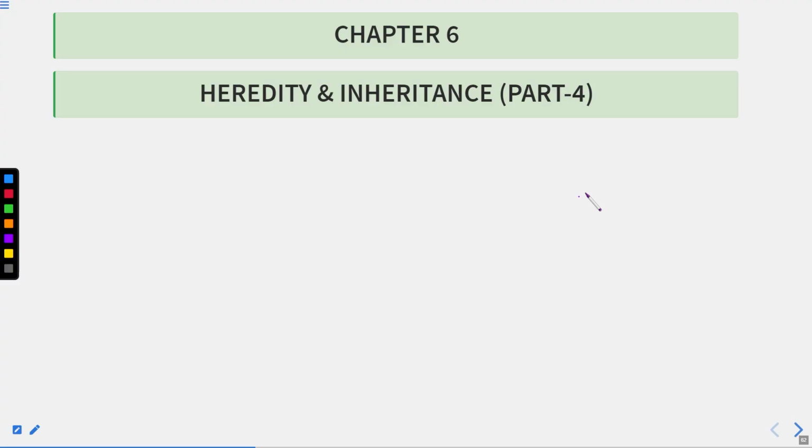Okay, and today we'll be talking about the chapter heredity and inheritance. So in the previous lectures we studied about heredity as well as inheritance, how we can define it. Then we studied about the variations and what are the causes of these variations. Then we studied about Mendel's experiment, where we studied some of the terms related to genetics as well as inheritance.